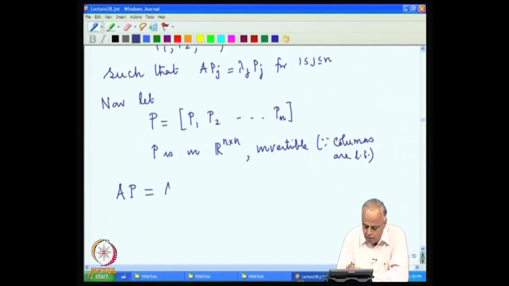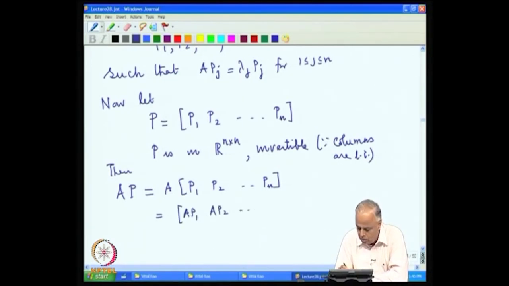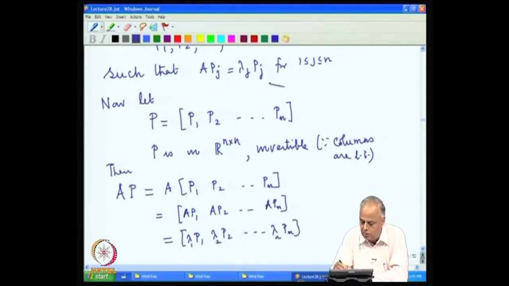A P is equal to A p 1, p 2, ..., p n. As observed earlier, this product will be A p 1, A p 2, ..., A p n. But we are given that A p 1 is lambda 1 p 1, A p 2 is lambda 2 p 2, ..., A p n is lambda n p n. That is given to us.